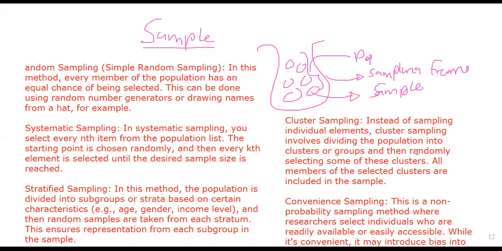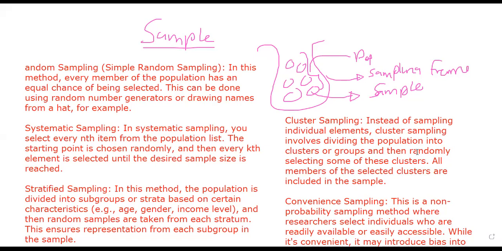Then you randomly select some of these clusters where all the members in that particular cluster are included. For instance, Southern Province, Northern Province, all the 10 provinces we have, then you randomly select each of those provinces. So we go now to non-probability sampling methods.